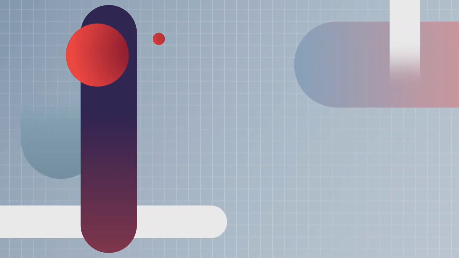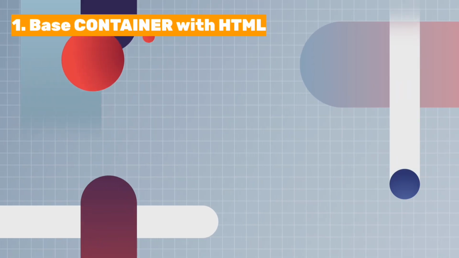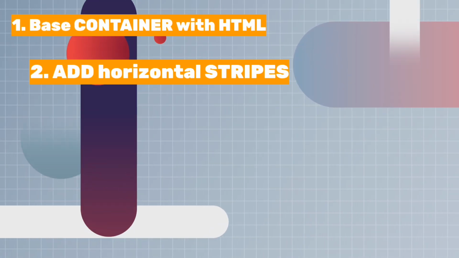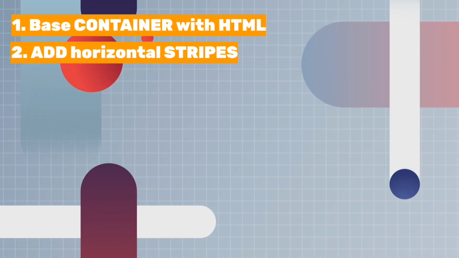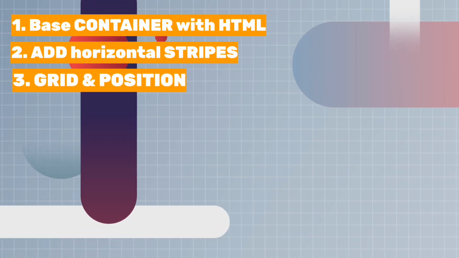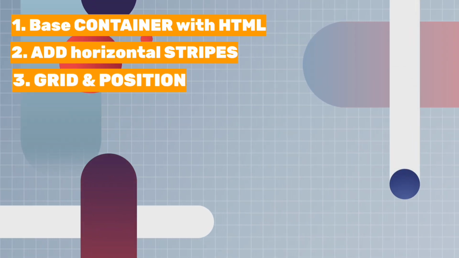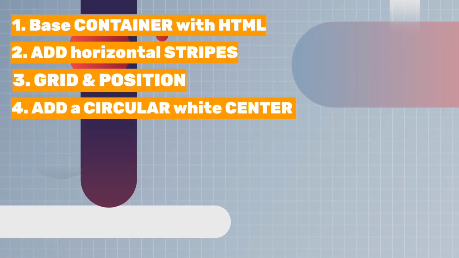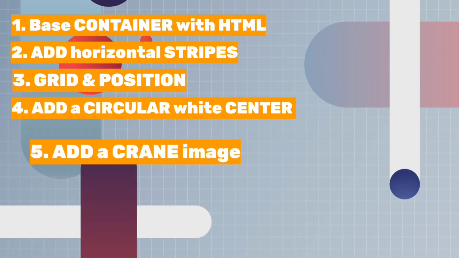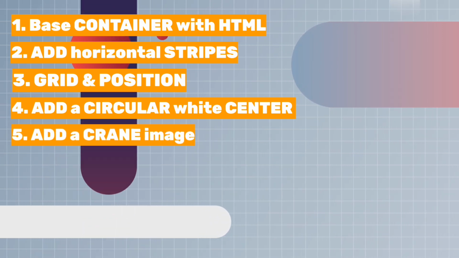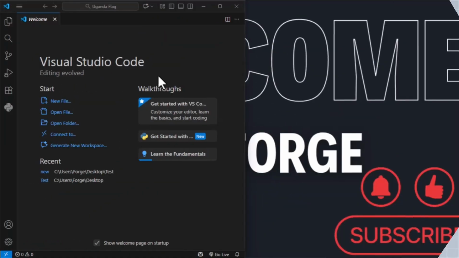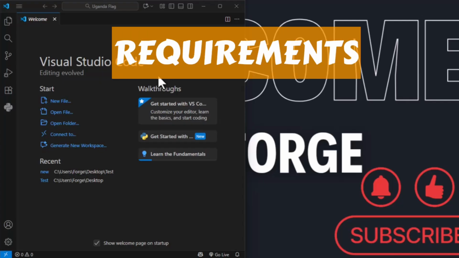So, in this video, we shall create a base container with HTML, add horizontal strips for black, yellow, and red, then use grid and position to align our items onto the page, add a circular white center with a border radius, and lastly, add a crane image within that white center. So, let's start coding.